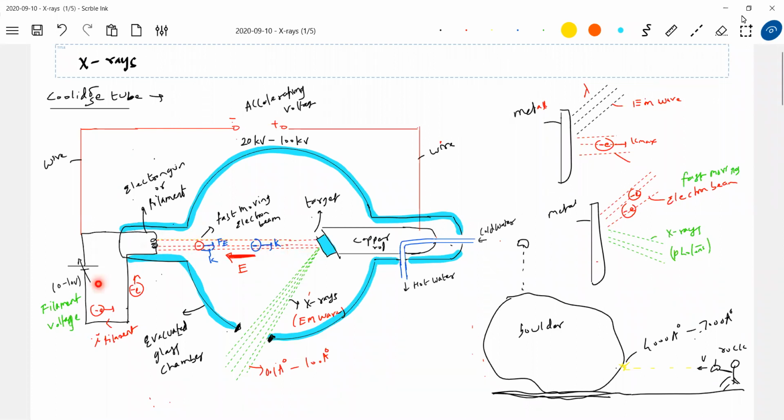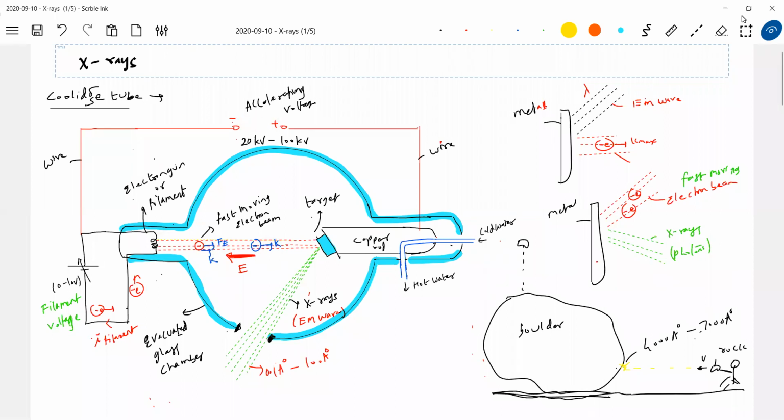So what is the duty of this filament current? If I increase it, the current will increase, more heat will be generated, then more electrons will get sufficient energy, and more electrons will come out. So if I want to increase the number of electrons in the electron beam, what should I increase? The filament current. Got this? Next, if I want to increase the kinetic energy of the electron beam, whose help should I take?